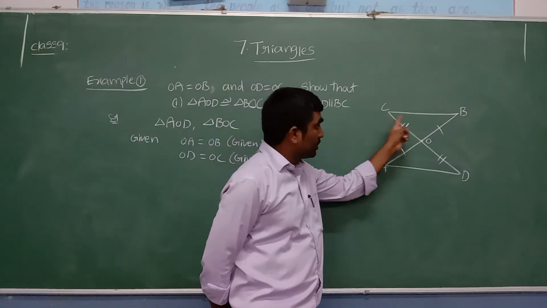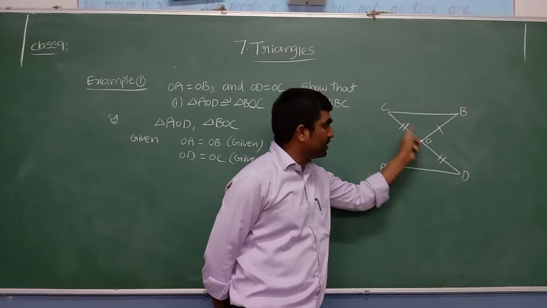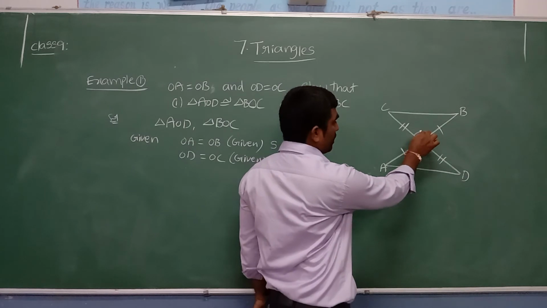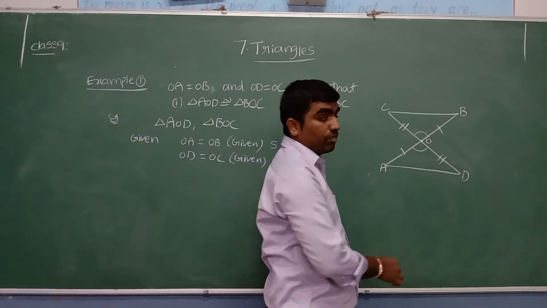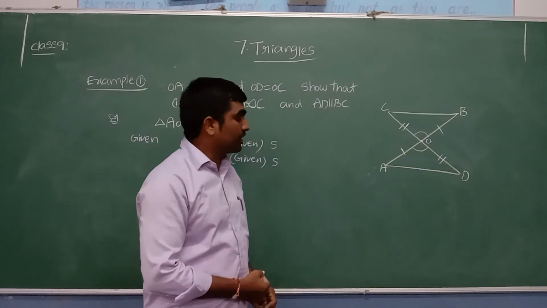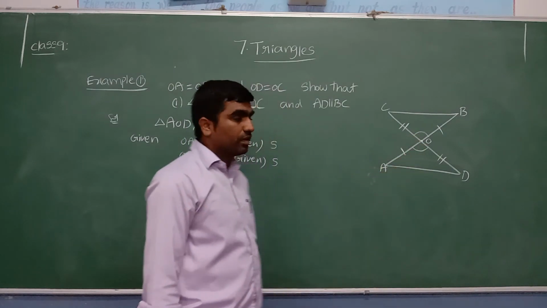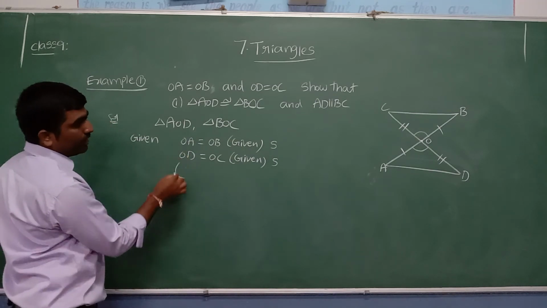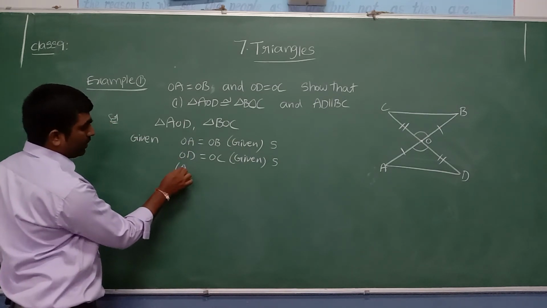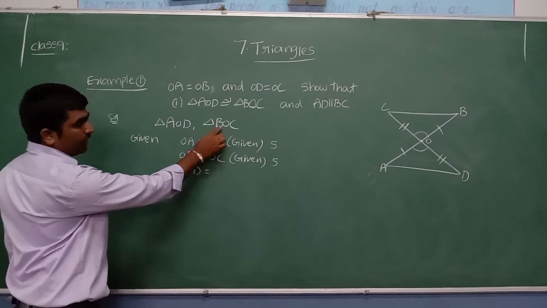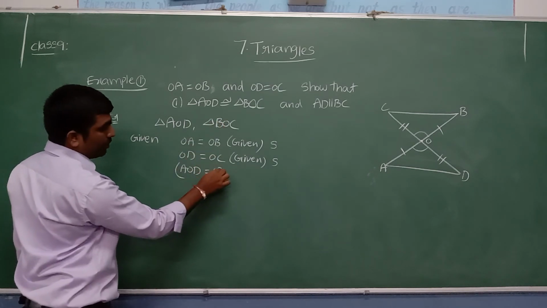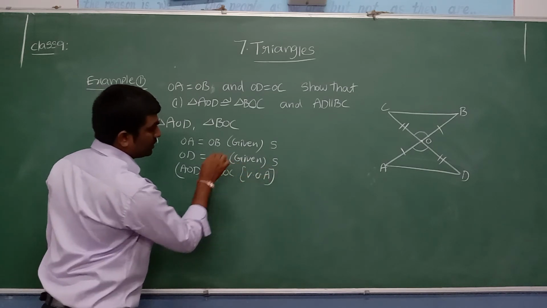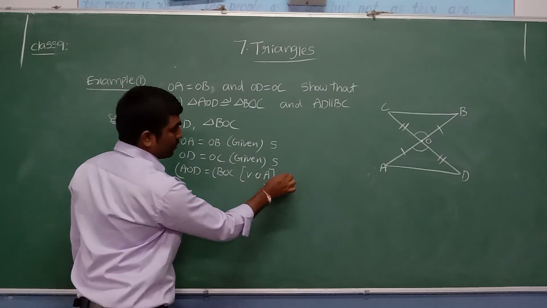Now we see two line segments, BA and CD. When two lines intersect, the angles formed opposite each other are always equal. What is the condition? Vertically opposite angles are always equal. From the figure, in triangle AOD, angle AOD, and in triangle BOC, angle BOC, both angles are equal because they are vertically opposite angles. So one angle is equal.